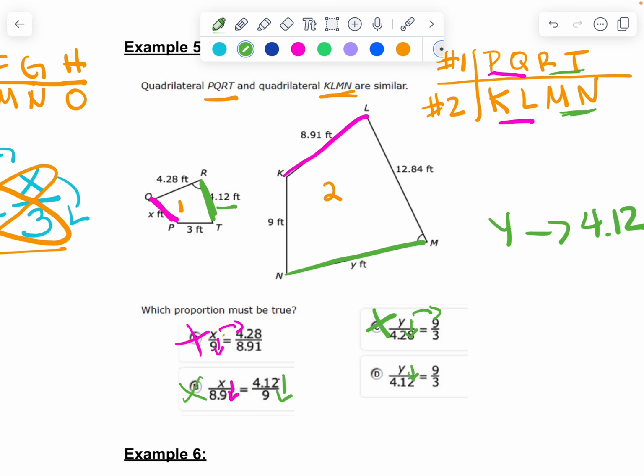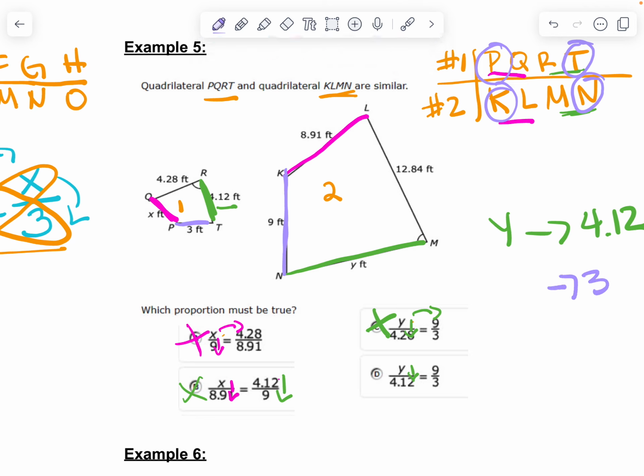Now this one it does. Y does go with 4.12. So now I need to check if 9 and 3 go together. So I'm going to find 9. And here's my 9, which is KN. So K and N, that means it goes with P and T. So 3. So 9 goes with 3. And that tells me that that is true because 9 does go with 3. So then that's my answer.